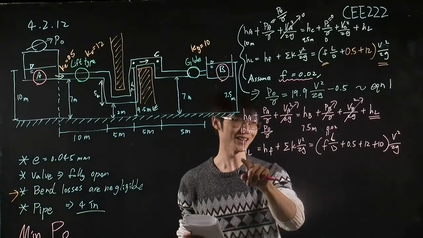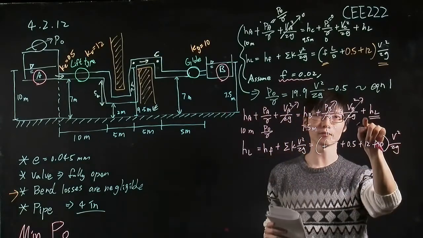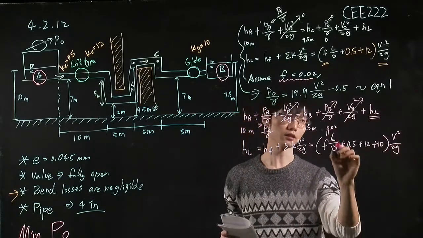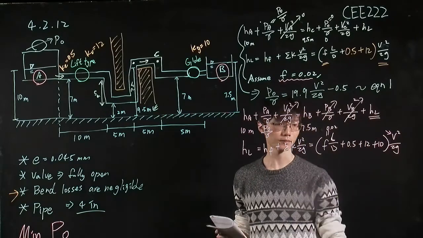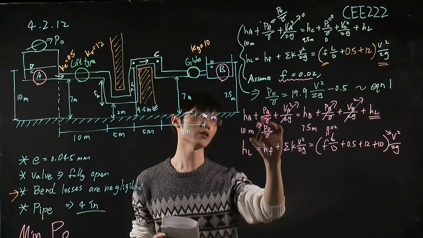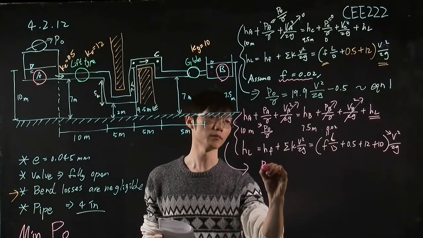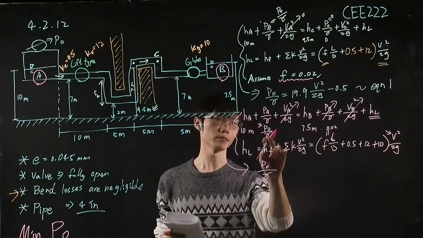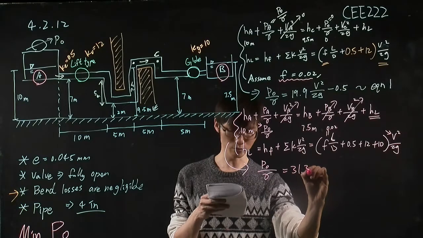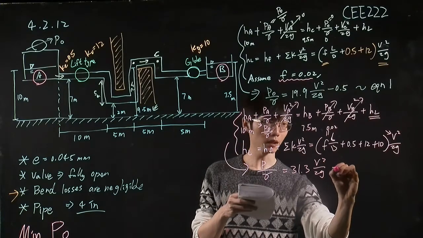So for this head loss, we don't know the velocity, so we keep that term and we plug the head loss into this balance equation, and the only 2 unknowns will be this P naught and the velocity in the head loss. Okay, so similarly, we can do the same thing to reorganize this equation, which we get P naught divided by the specific weight will equal 31.3 times the velocity term minus 2.5.